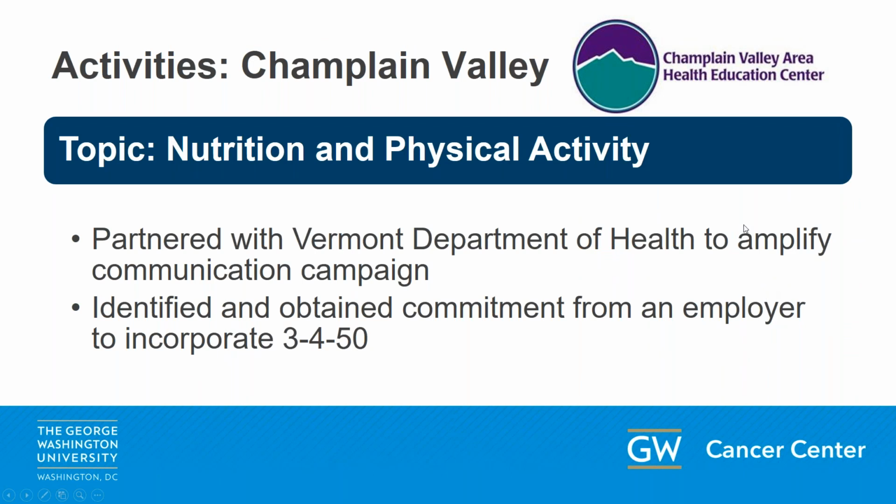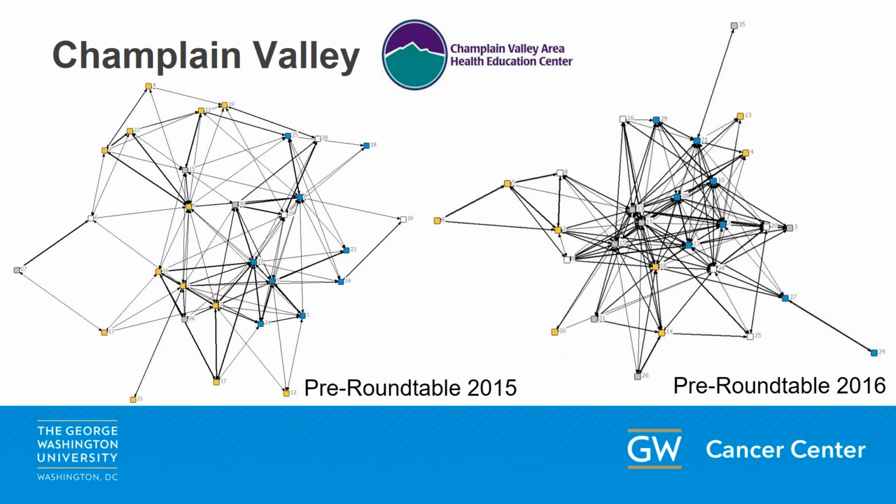They partnered with the Vermont Department of Health to amplify a communication campaign called 3450, which increases awareness of the benefits of physical activity. And the roundtable also identified a small to medium-sized employer and obtained commitment from them to incorporate 3450 as part of their worksite wellness initiative. So again, some promising outcomes, but how is this reflected in the social network?